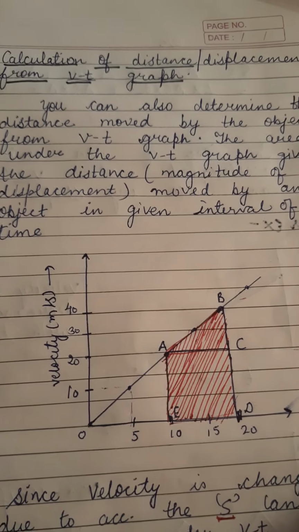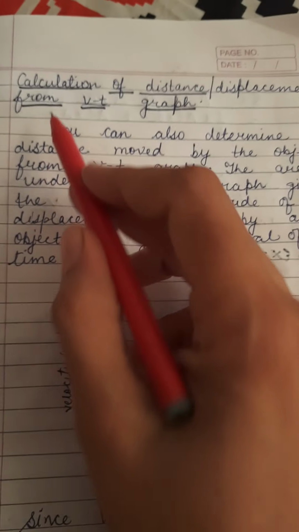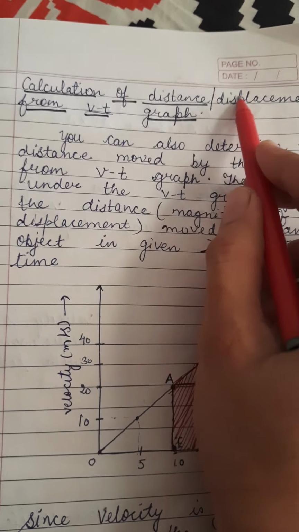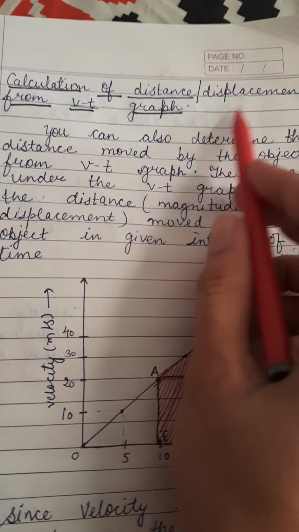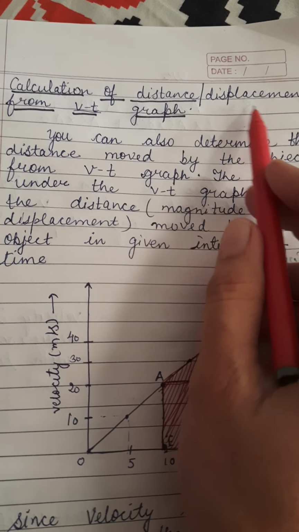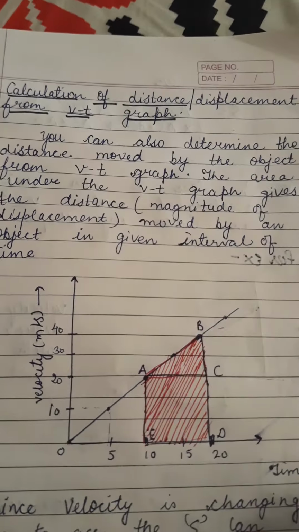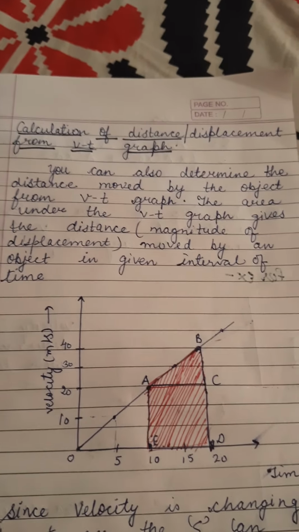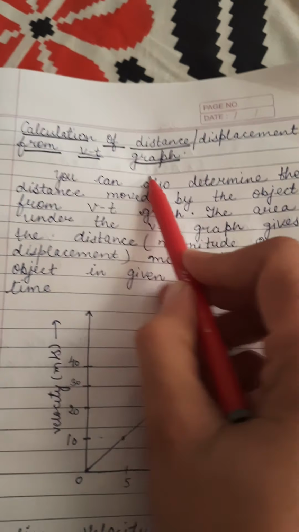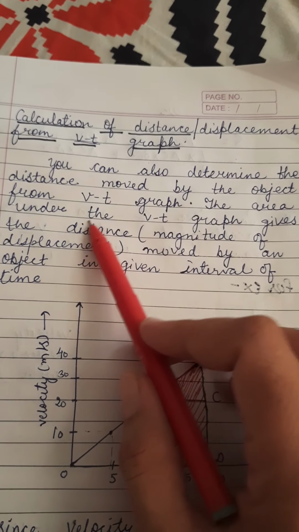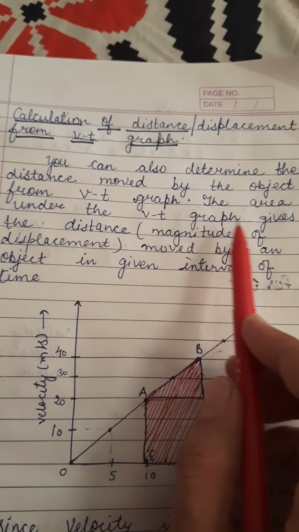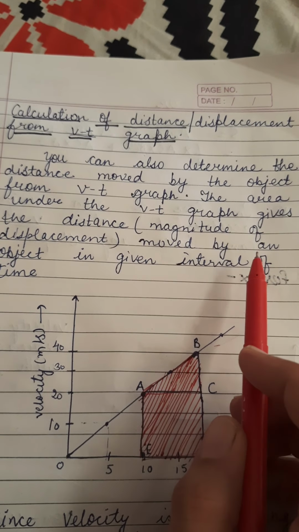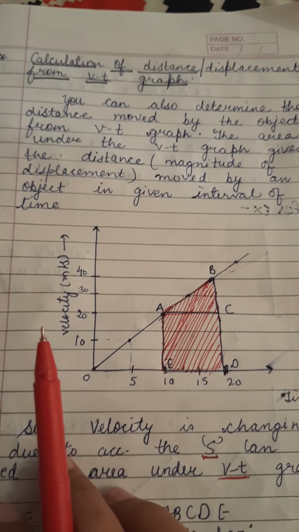But one more feature of this VT graph is that we can also calculate the distance, or you can say the magnitude of displacement, from the velocity time graph. Magnitude of displacement means we can't calculate the direction, but we can calculate the magnitude of displacement, and that is distance. You can determine the distance moved by the object from the velocity time graph. The area under the velocity time graph gives you the distance moved by an object in a given interval of time.